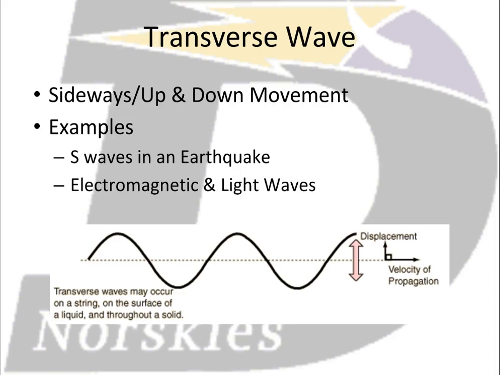Again, transverse waves have a sideways, up and down movement. This is probably what you're more familiar with. Examples would be S waves in an earthquake, and also many of the electromagnetic waves and light waves that we will talk about travel in this fashion. So those would be called transverse waves.